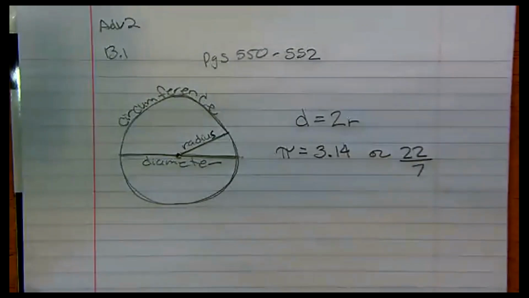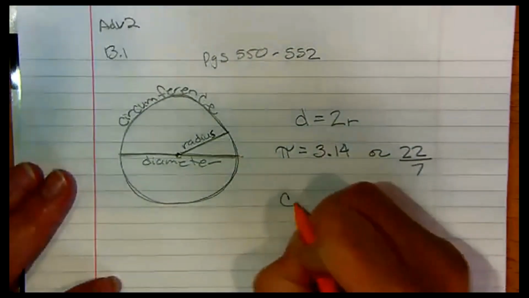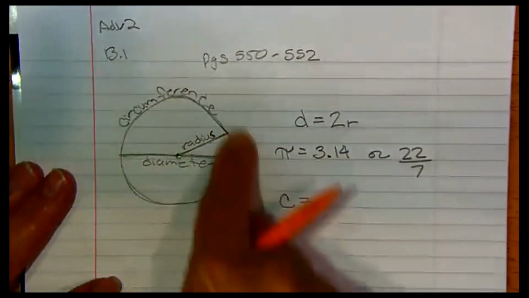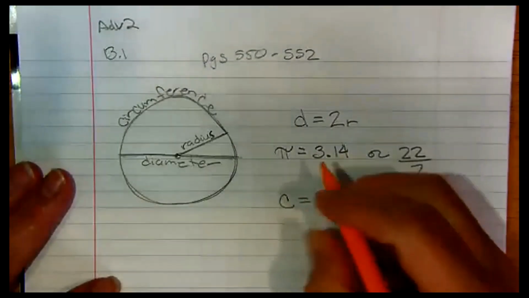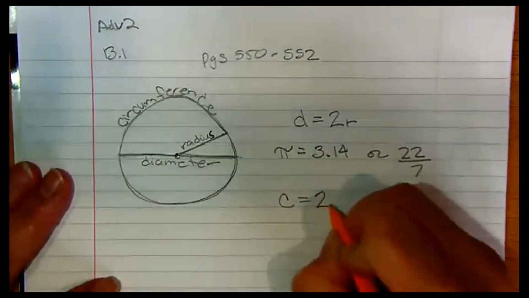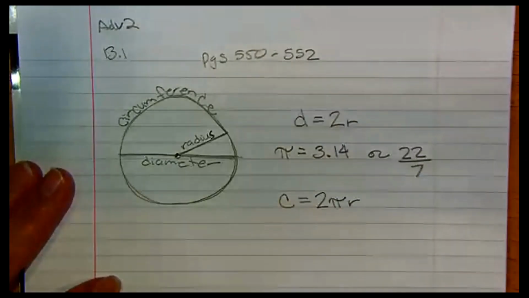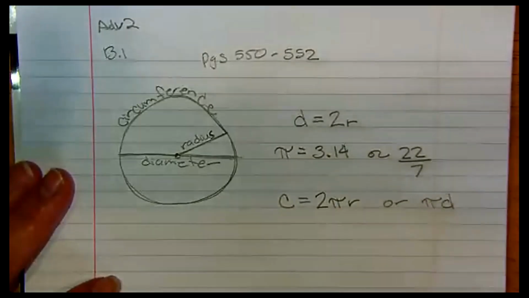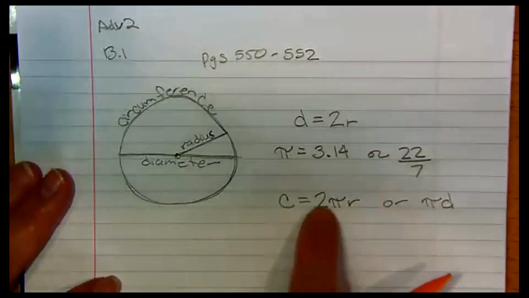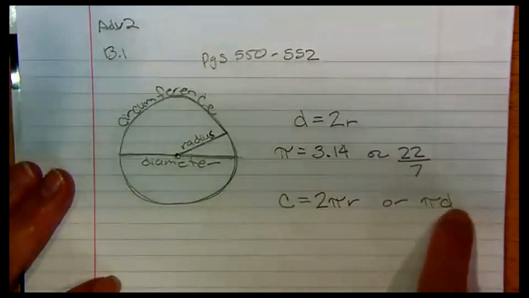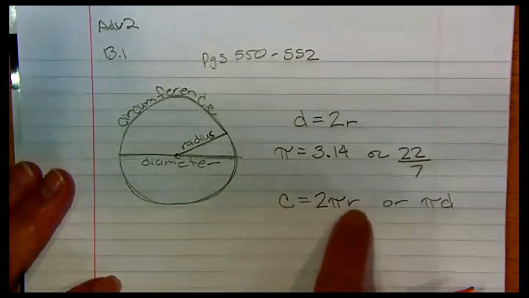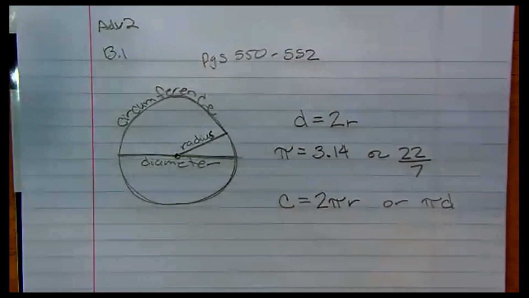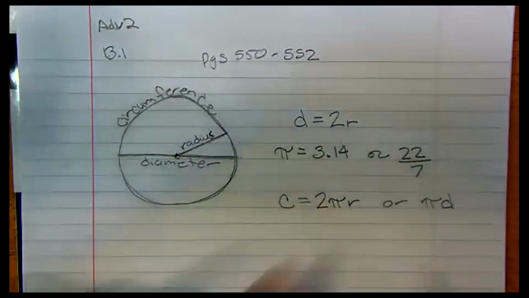And then the last thing we need to know, circumference, the perimeter around the circle, I guess. The circumference is equal to 2 pi r or pi diameter, because 2r is equal to the diameter. So circumference is equal to 2 pi r or pi diameter. And it'll just depend which information they give you as to which one you use.